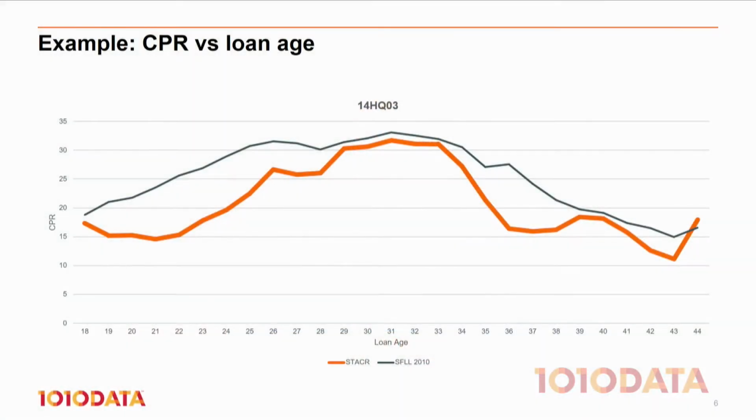First, let me show you a couple of examples. Here, for example, we have one particular deal. This is the 14HQ03, a Stacker deal issued in 2014. Here you can see the total CPR plotted against the loan age. In orange is the actual performance of the deal. In blue, you have the performance of the sample from the single family. It's not perfect, and you actually wouldn't expect it to be perfect. But the idea is that with the sample, you can get an idea of how the deal is going to perform in the future.